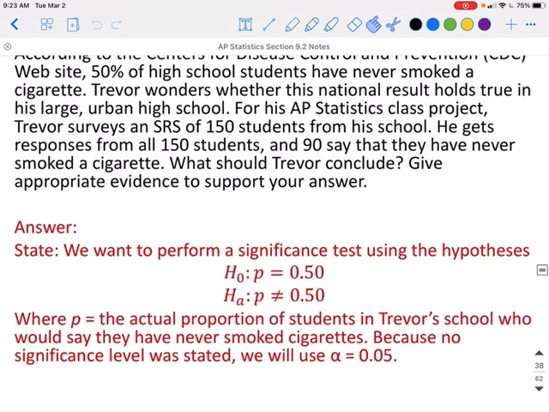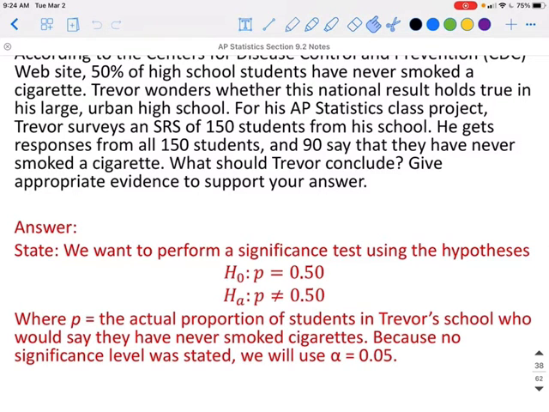So we want to perform a significance test using the hypotheses that the null hypothesis is that the proportion equals 50%. The alternative, we don't know if it's going to be greater than or less than. We just think it might be different. So we're going to say the alternative hypothesis is p does not equal 50%, where p is the actual proportion of students in Trevor's school who would say that they have never smoked a cigarette. Because no significance level was stated, we are going to let our alpha equal 0.05.